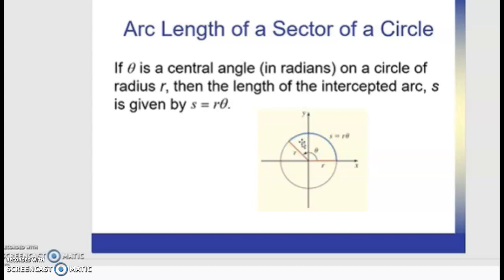To find the length of the arc, which is represented by the letter S, you would multiply the radius of the circle times the central angle. It is very important that you remember when using this formula, your central angle is required to be in radians. Therefore, if your central angle is given to you in degrees, you must apply what was covered in the previous lesson to convert the angle measurement from degrees to radians before substituting that measure into the arc length formula.